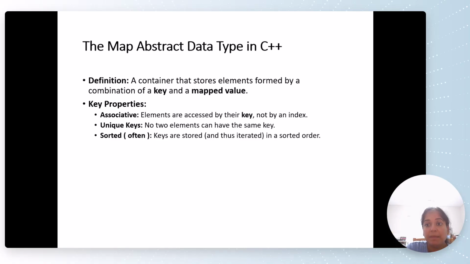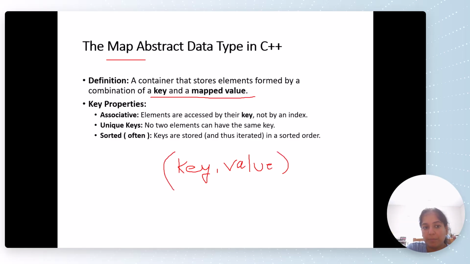Another abstract data type in C++ is the map. A map is a container which stores elements as key-value pairs, so for each key there is an associated value. Elements are accessed by their key, not by index. Keys have to be unique. Values may be duplicate, but keys have to be unique. No two elements can have the same key.